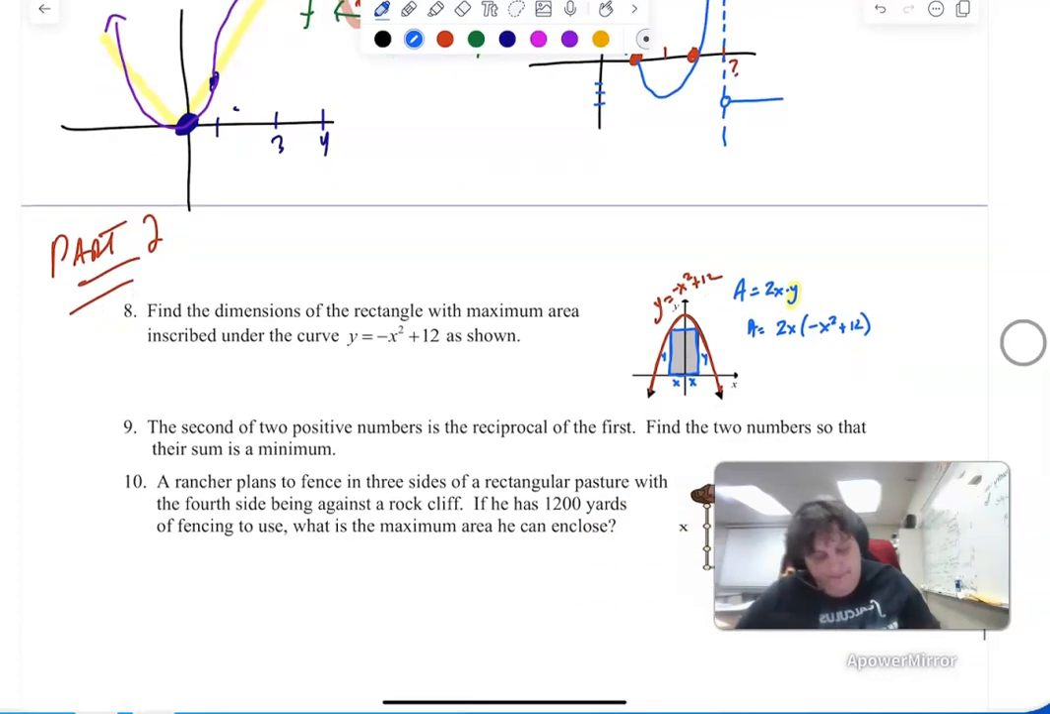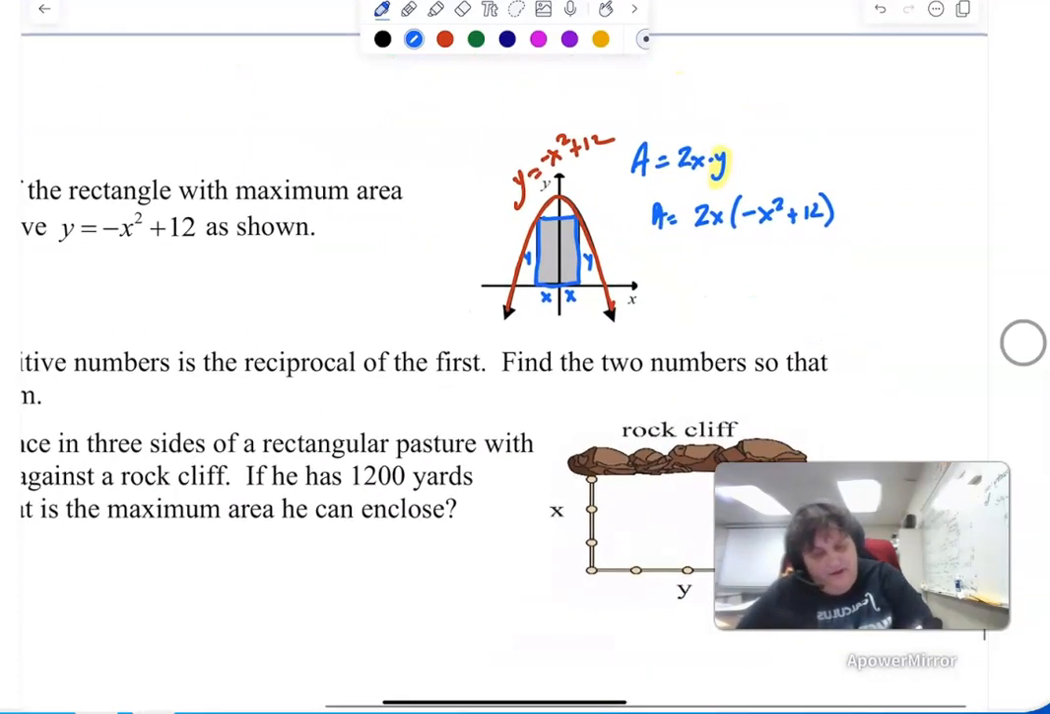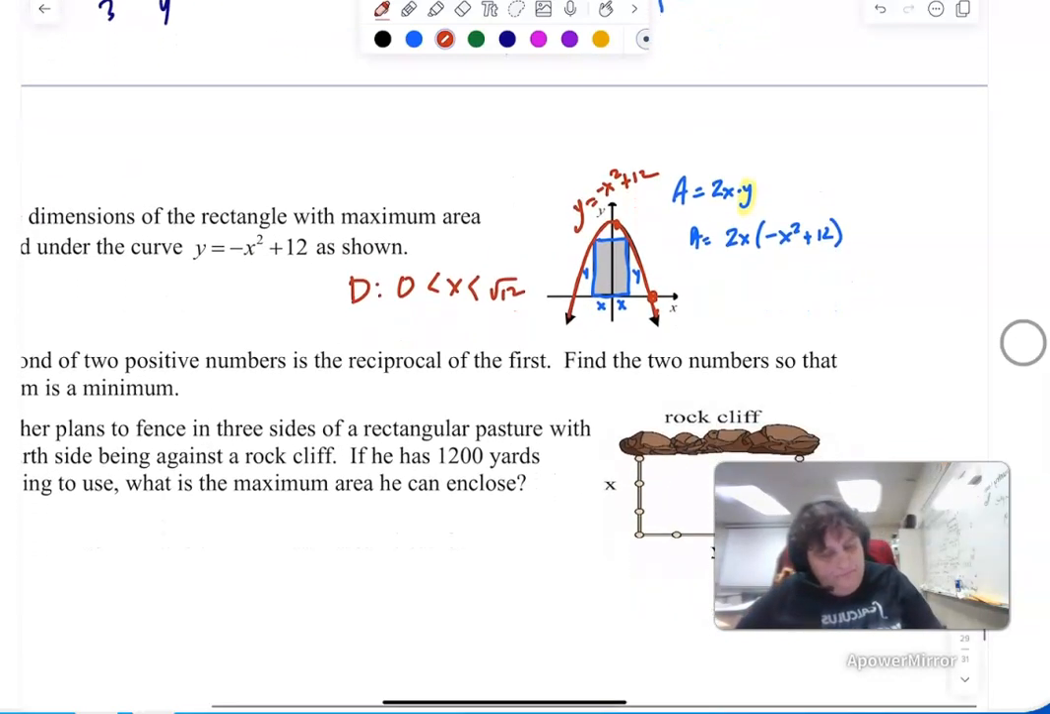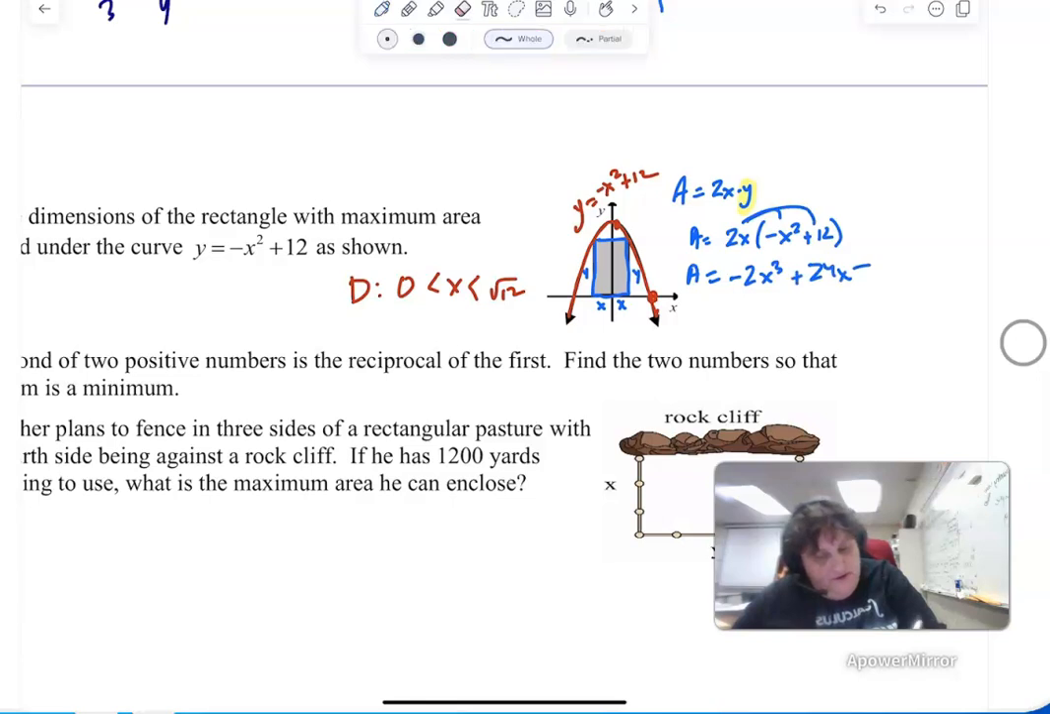plus 12. Okay? Which, by the way, if I want to think about the domain of this, if x is a point in the first quadrant, it can go from 0 to where it's going to hit right there. Well, this is going to hit at square root 12. So it needs to be a number between 0 and square root 12, right? Okay, I don't want to do product rule. I'm not in the mood, so I'm going to distribute that out. That's my area. I'm not going to set that equal to 0 yet.